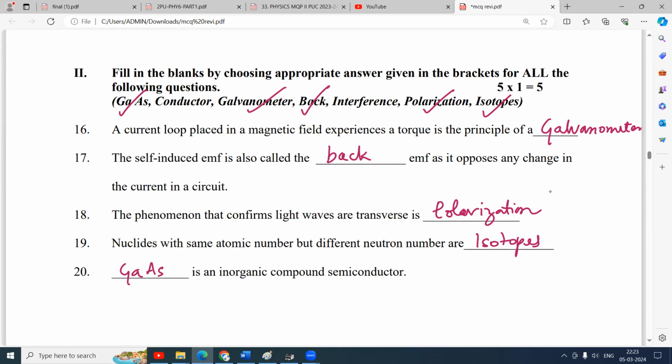Oh, there are more answers here. We have answered everything, right? Polarization, interference, conductor... so 1, 2, 3, 4, 5, 6, 7. So you have to cut down one. You will have only 5 options needed, and you are given one extra.